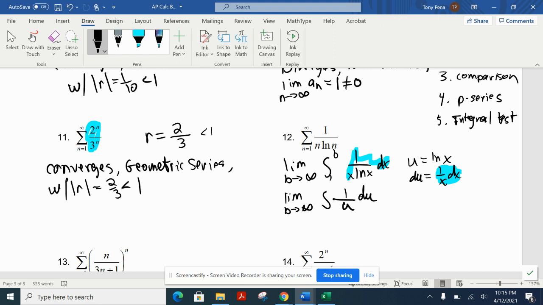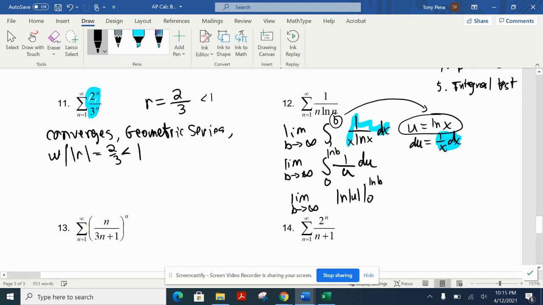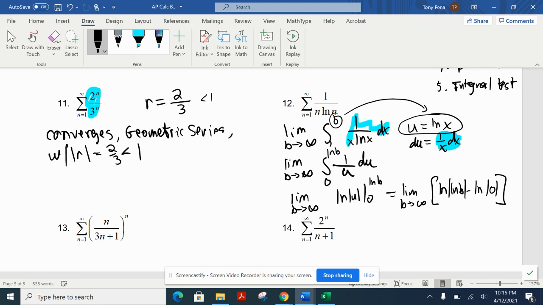We need our new limits. So take your 1, plug it in here. Natural log of 1 is a 0. Take your b, plug it in here, and you're going to get the natural log of b. Find the antiderivative from 0 to the natural log of b. Plug in your upper limit, so I'm going to get the natural log of the natural log of b minus the natural log of a 0. And then we have all kinds of problems here. But just go in order.